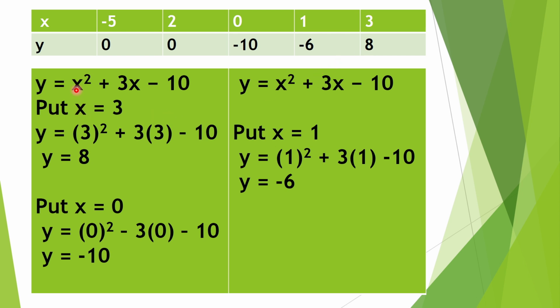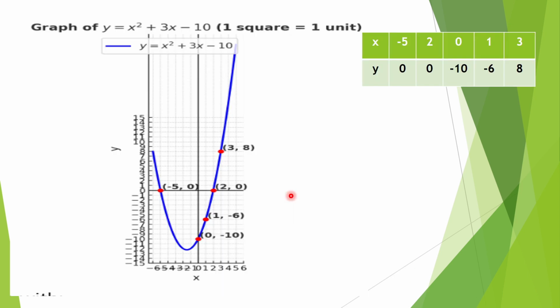Look over here, if we put x equal to 3, so put 3 in this equation, 3 square plus 3 into 3 minus 10, which yields y equal to 8. And if you put x equal to 0, y will become minus 10. And if you put x equal to 1, y will become minus 6. So let's draw its graph. Look over here. These are your values and this is your chart.